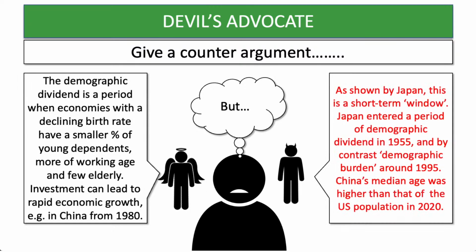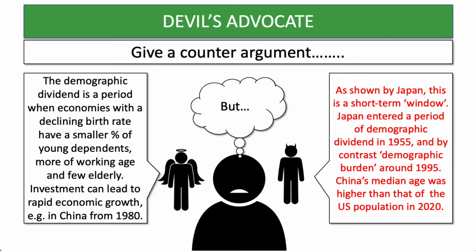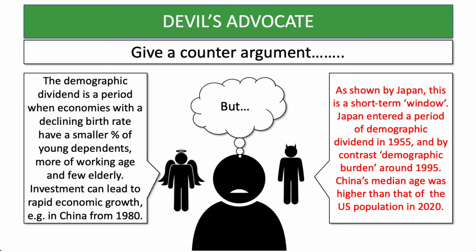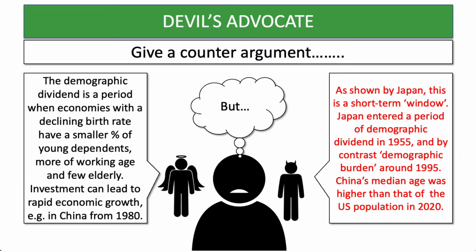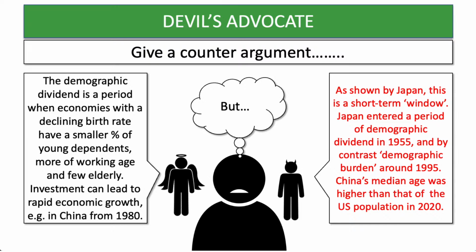Let's have a look at our counter argument. Okay, so there's a little devil there going to tell us the opposite's true. As shown by Japan, so this comes on to perhaps using our own case study, this is a short-term window. Japan entered a period of demographic dividend in 1955, and by contrast, reached the point of demographic burden around 1995. So that's the idea that Japan is actually having to support lots and lots of elderly dependents and has a low birth rate. And then we've returned to our country that we study, that we really want to focus on and show our knowledge of.